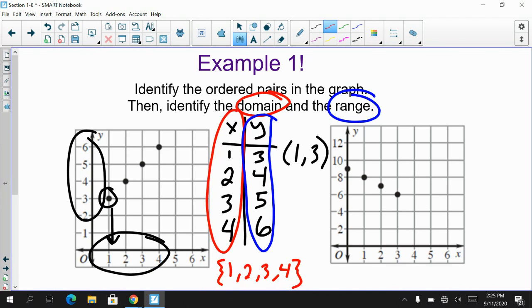Take a minute here. Try the second one on your own. Make a little table and just identify these 4 coordinates.